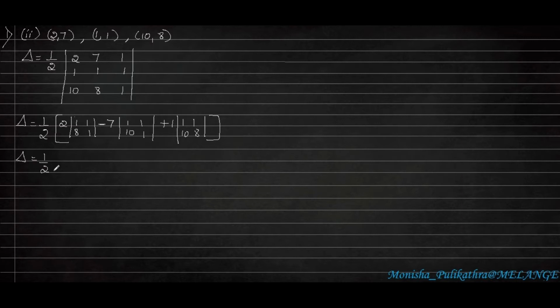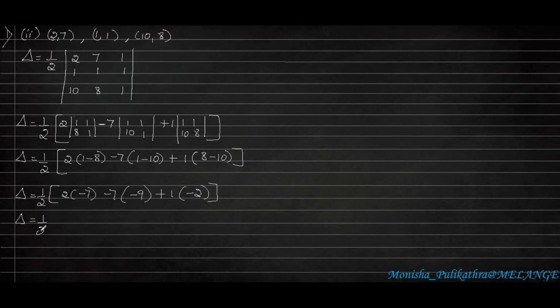Let us calculate the determinant of it. So 2 into, here 1 minus 8, minus 7 into 1 minus 10, plus 1 into 8 minus 10. So 1 8s are 8, 10 ones are 10. So delta is equal to half into, here 1 minus 8 is minus 7, 10 minus 1 is minus 9, because the larger number sign is negative here. 8 minus 10 is minus 2.